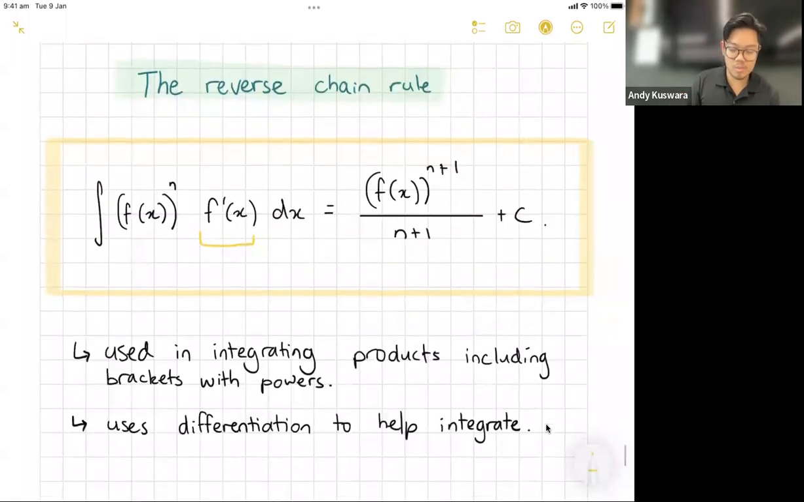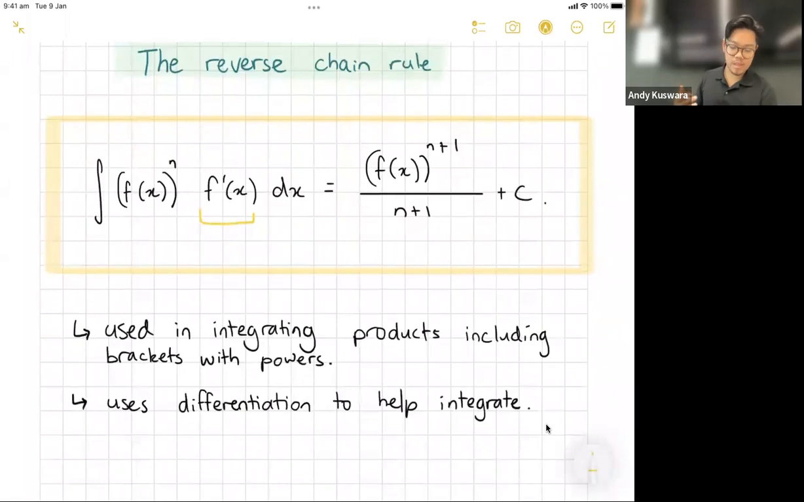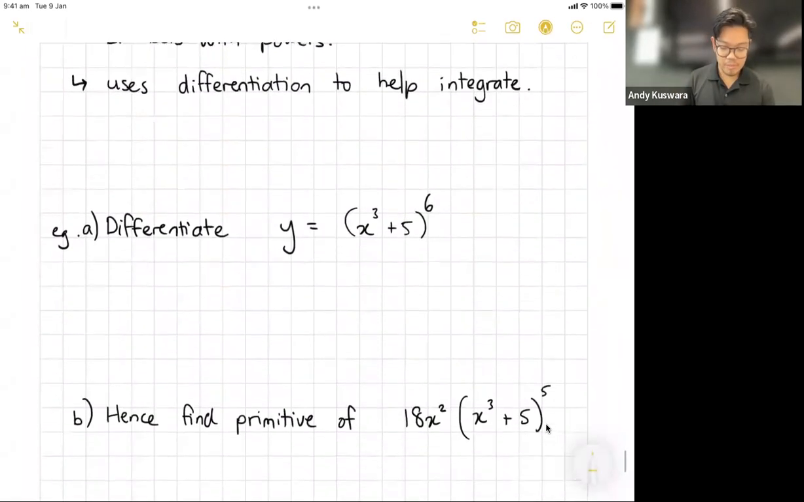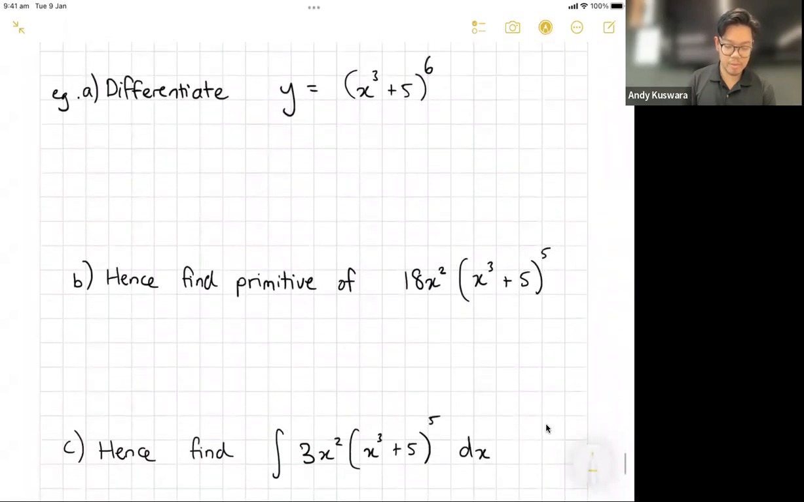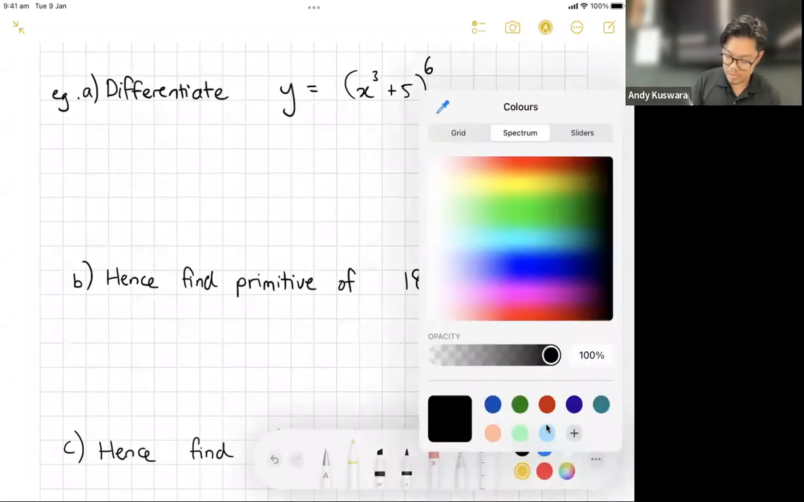Now, we mainly use this in integrating products that have brackets and powers. That's probably where we see it the most. With the reverse chain rule, we use differentiation to help us integrate. These are how the questions may often pan out. They'll start with differentiate, and then they'll say, hence find a primitive. So let's try to work with this first.